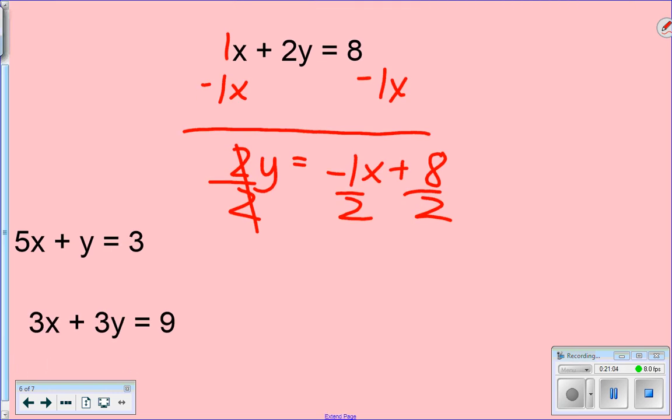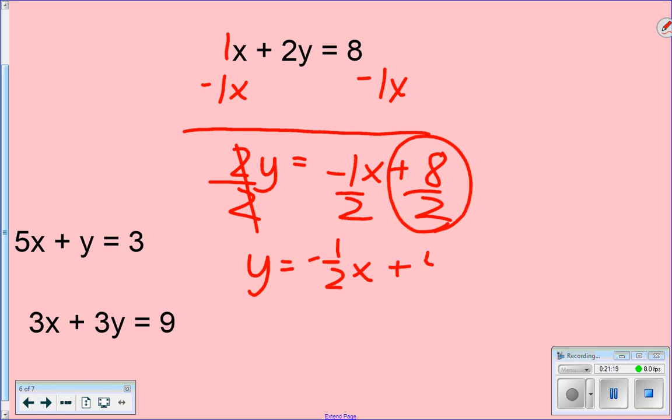Just listen. Here's the good news about slope. Slope's always in what form? So I already have it. Don't need to do anything. I don't need to divide. I can just keep it as a fraction. So y equals negative 1 over 2x. But can I reduce this? Plus 4. Yep. Plus 4.